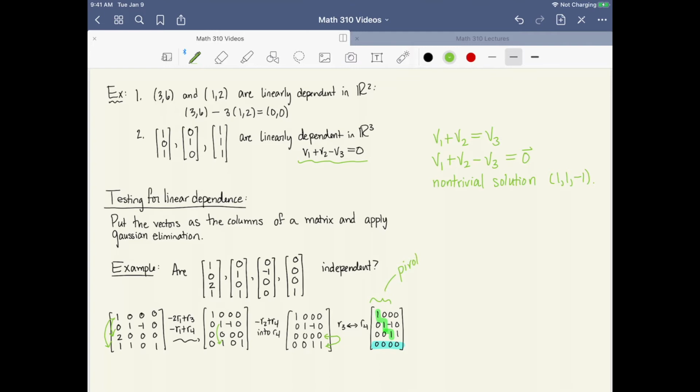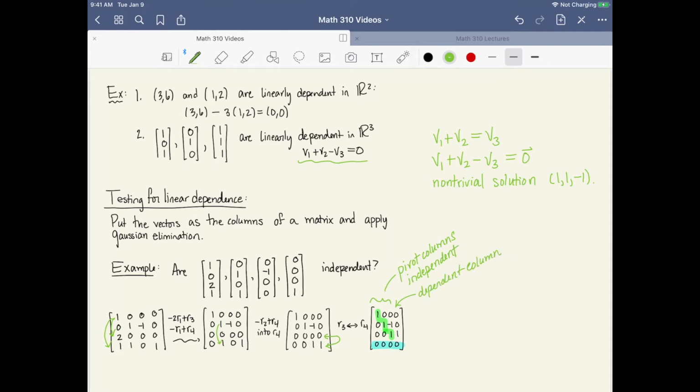These are pivot columns or pivot vectors, and they are all independent. They cannot be written as linear combinations of each other. But the 4th vector can be written as a linear combination of the previous vectors. So this is a dependent column here in column 4.